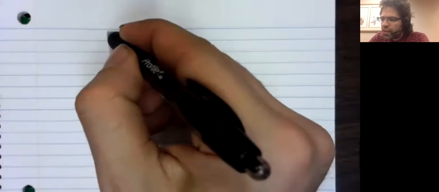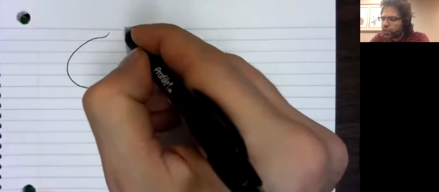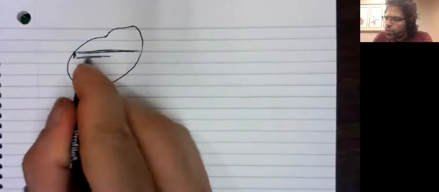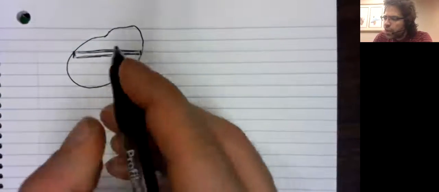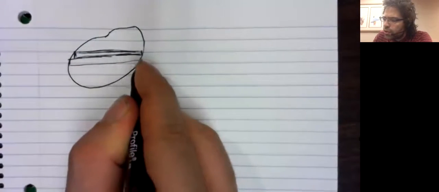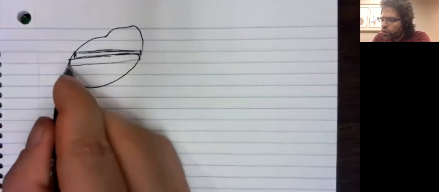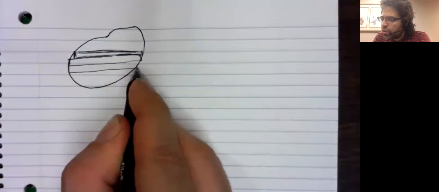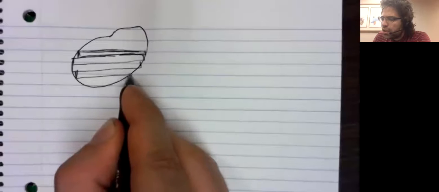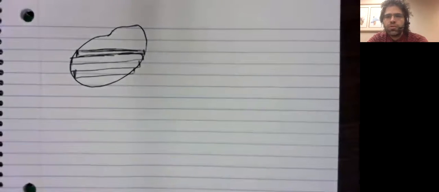That is to say, if you've got some region whose area you're trying to approximate, you could just as well slice it up into horizontal rectangles and approximate the areas of these horizontal rectangles.